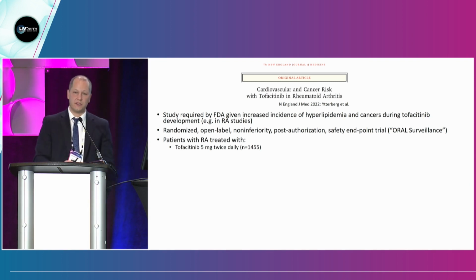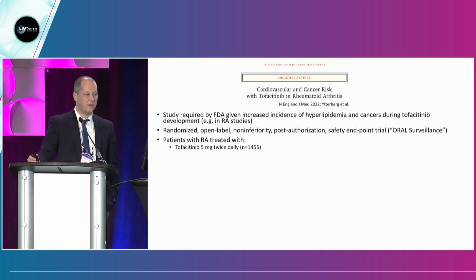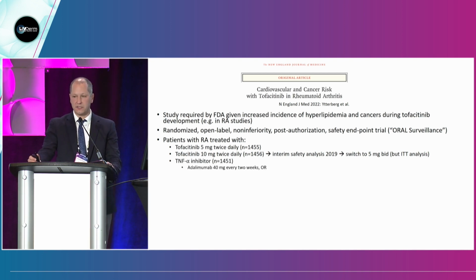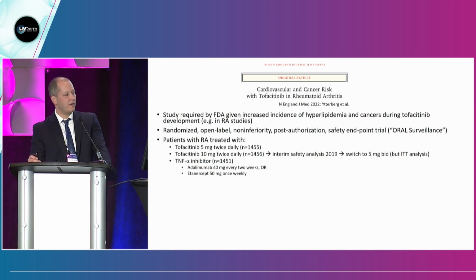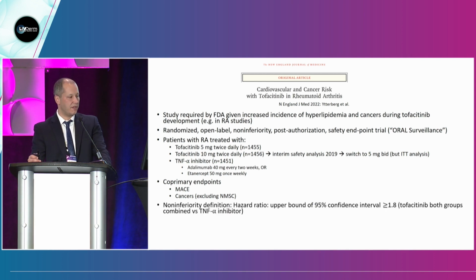And so this was a huge study. There were about 1,500 patients with RA treated with tofacitinib 5 milligrams twice daily, about 1,500 patients with RA treated with tofacitinib 10 milligrams twice daily, and patients treated with a TNF-alpha inhibitor, again, about 1,500 patients. This included either adalimumab or etanercept. There were two co-primary endpoints from this study. One was major adverse cardiovascular events, and the other was malignancies, excluding non-melanoma skin cancers, which of course are still of interest to us, and I'll talk about that a little bit later.